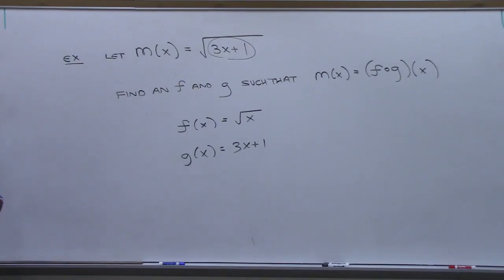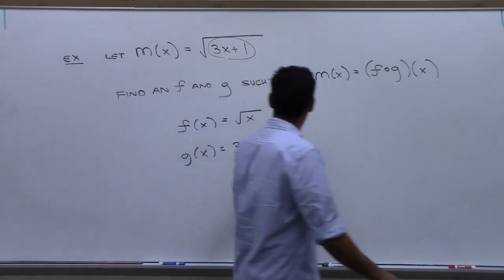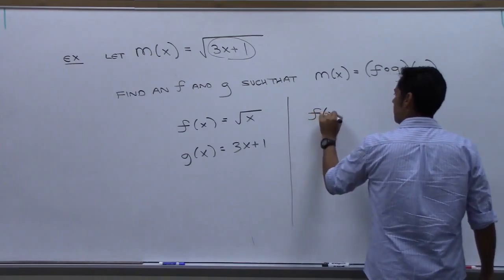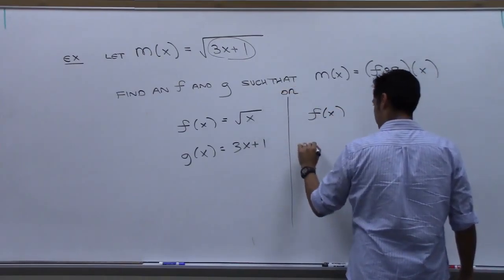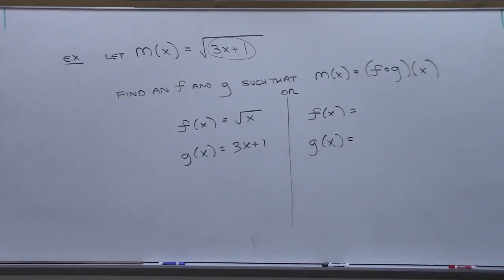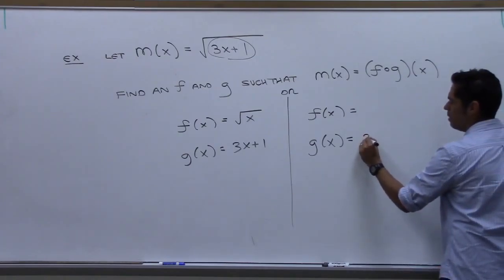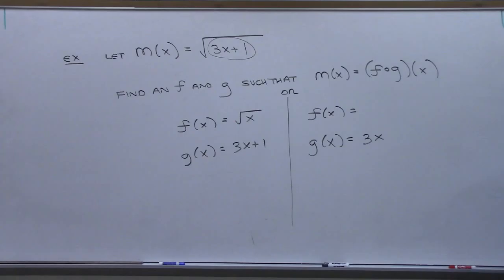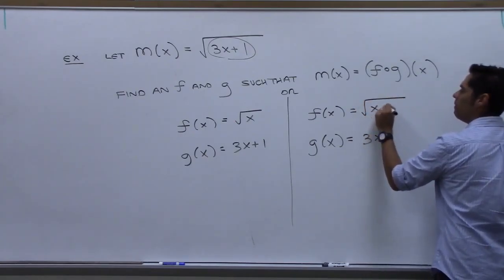Let me ask you something. Is that answer unique? Could somebody else have come up with a different one? Certainly. Can someone make it happen a different way? How about this? I'll just help a little bit. What about that? There you go. Then this would have to be the square root of x plus 1.